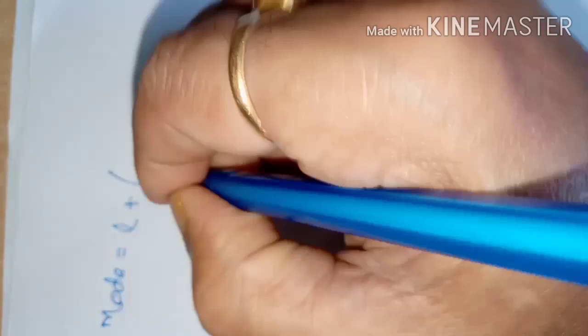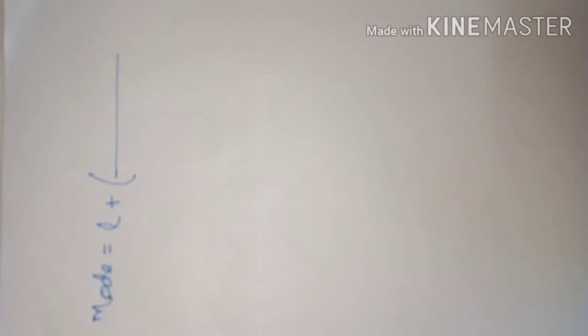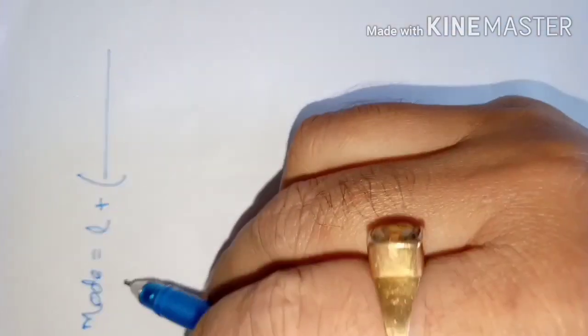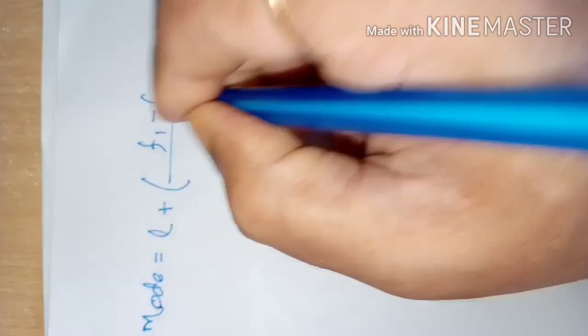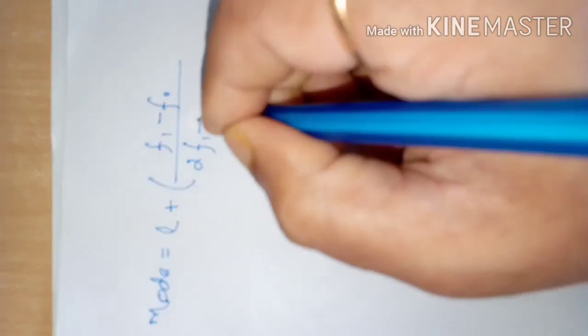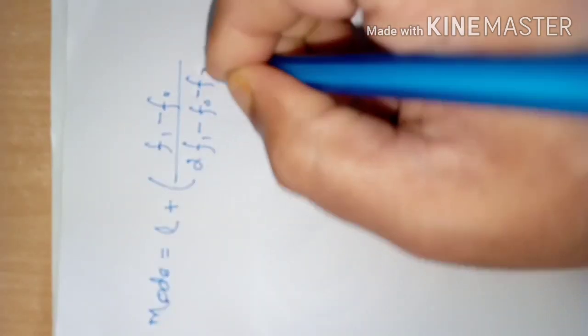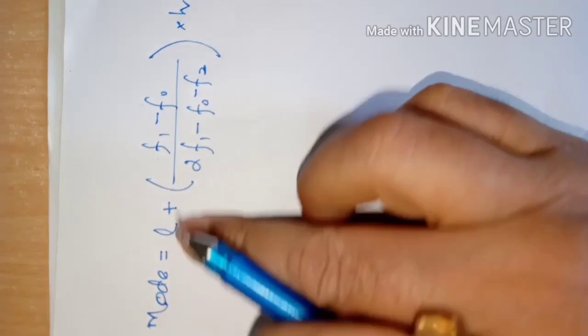Therefore the mode is equal to L plus, here what you have to do, mode is equal to L plus (F1 minus F0) divided by (twice F1 minus F0 minus F2), multiplied by H. Now you may be thinking, what is L, what is F1?